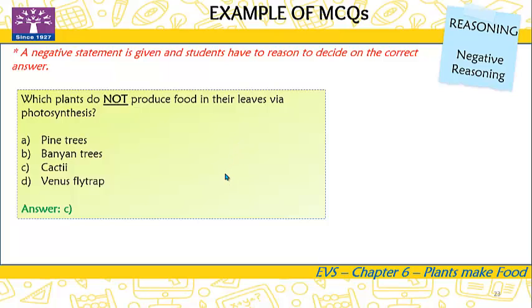The screen has an example for you that shows negative reasoning. Which plants do not produce food in their leaves via photosynthesis? And the four options are pine trees, banyan trees, cacti, and Venus flytrap. The correct answer is cacti. So in this negative reasoning question, the word not is what negates the concept of photosynthesis in different plants.